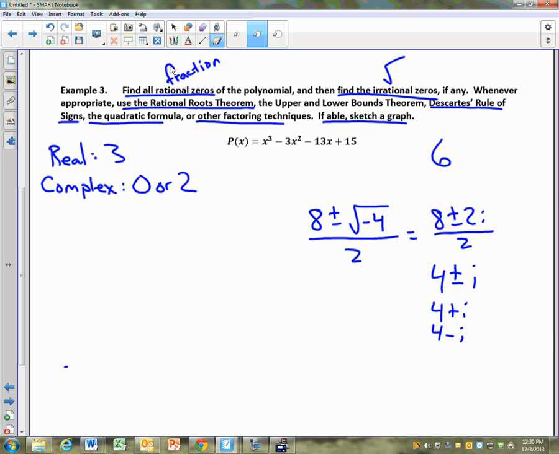Yeah. Yep. i only happens when we take even roots. Yep. That's a loaded question. There's a lot more to that, but we'll get to that second semester. Excellent. So if I had 3 real, I would have 0 complex. If I had 2 that were complex, how many real would you have? 1.